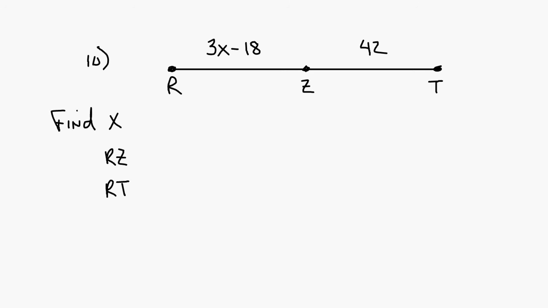Now, when you read that word midpoint in the problem, what does midpoint mean? It means the middle, doesn't it? You know that Z is in the middle of this segment. So isn't the right piece equal to the left piece? Okay, so it's a little bit different setup. So your 3x minus 18 is going to be equal to 42.